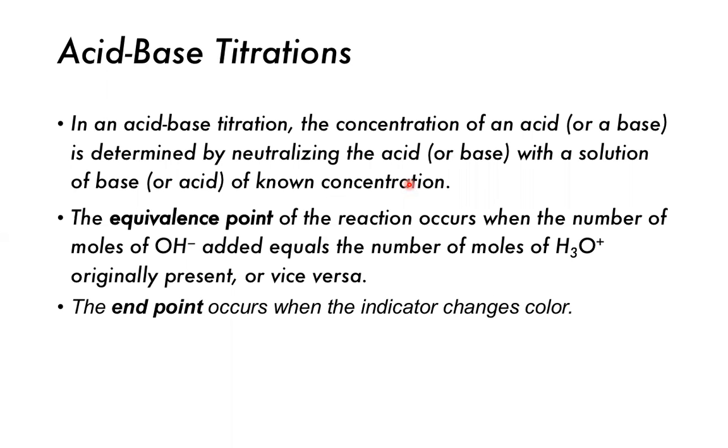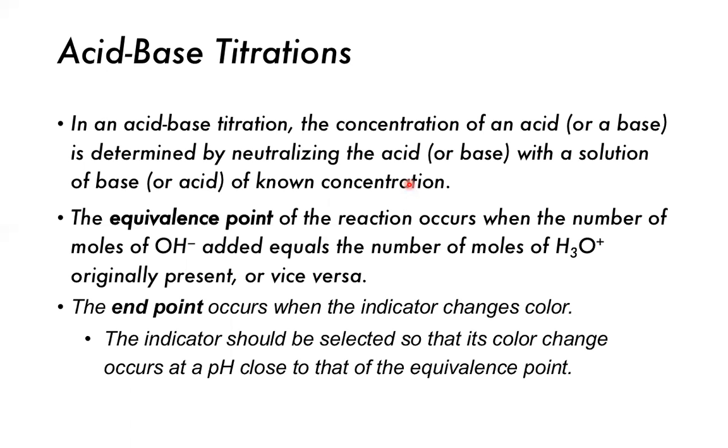And so the endpoint occurs when the indicator changes color. The indicator should be selected so that its color change occurs at a pH close to that of the equivalence point. It's not really very good to have a color change several pH points away from the actual required concentration. And as we saw in the previous part, buffers part 1, a lot of indicators are based on buffer type systems.